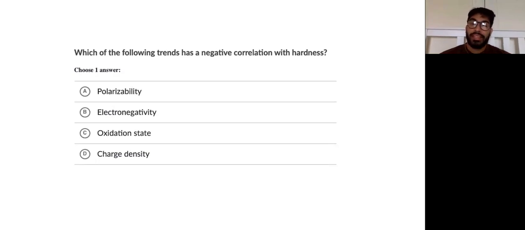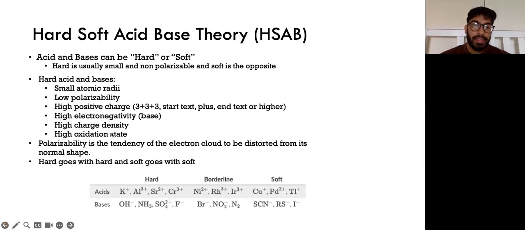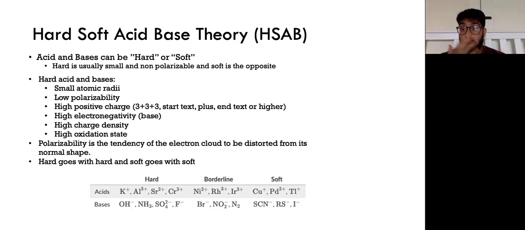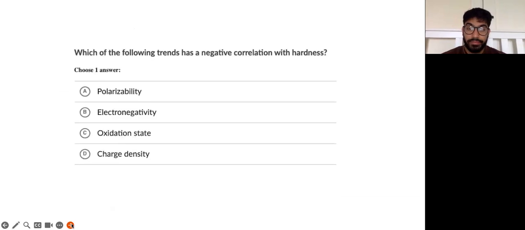Oxidation state: if we increase the oxidation state, we're increasing the positive charge, so it's going to be more hard. Electronegativity for a base will also be more hard. So F minus is a much harder base than iodine minus, for example, which we just went over. So that's electronegativity, a positive correlation, not negative.